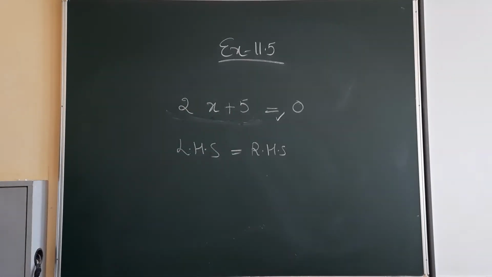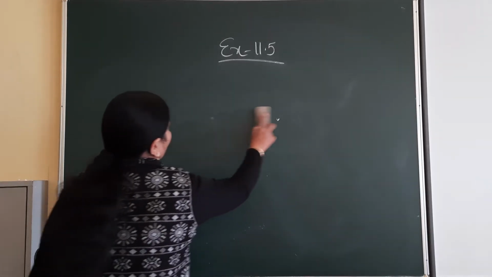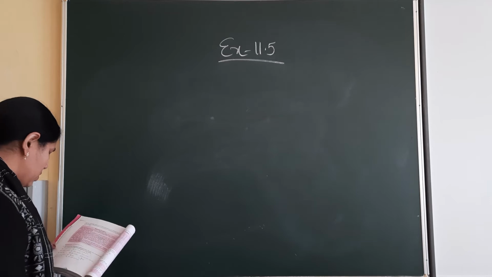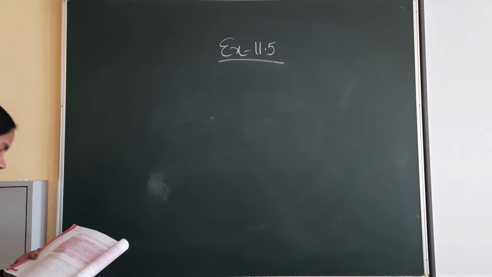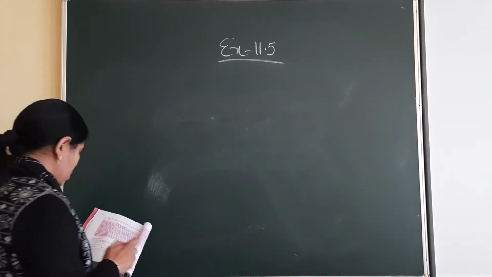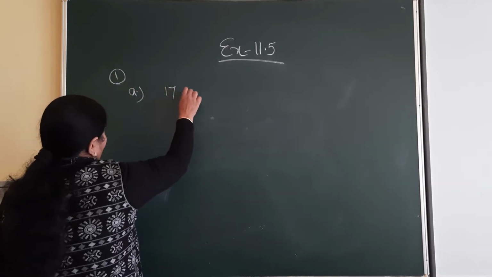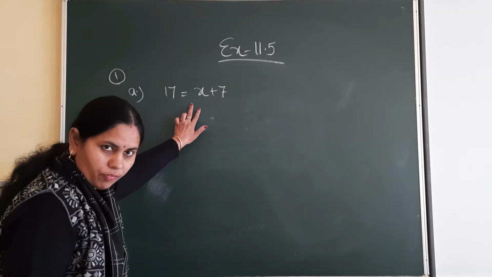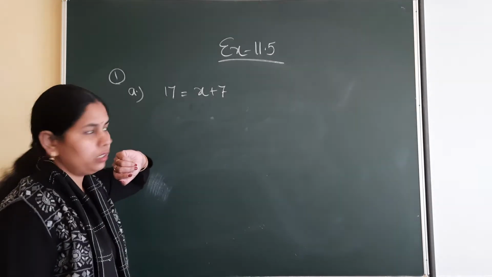Okay, now in exercise 11.5 I am discussing here question number 1. State which of the following are equations with a variable. Give reason for your answer. Identify the variable from the equations with a variable. So first of all we have to identify the equation with a variable. So in first part equation is given 17 is equal to x plus 7. So first of all this is equation, because we are seeing left hand side is equal to right hand side. So this is an example of equation.